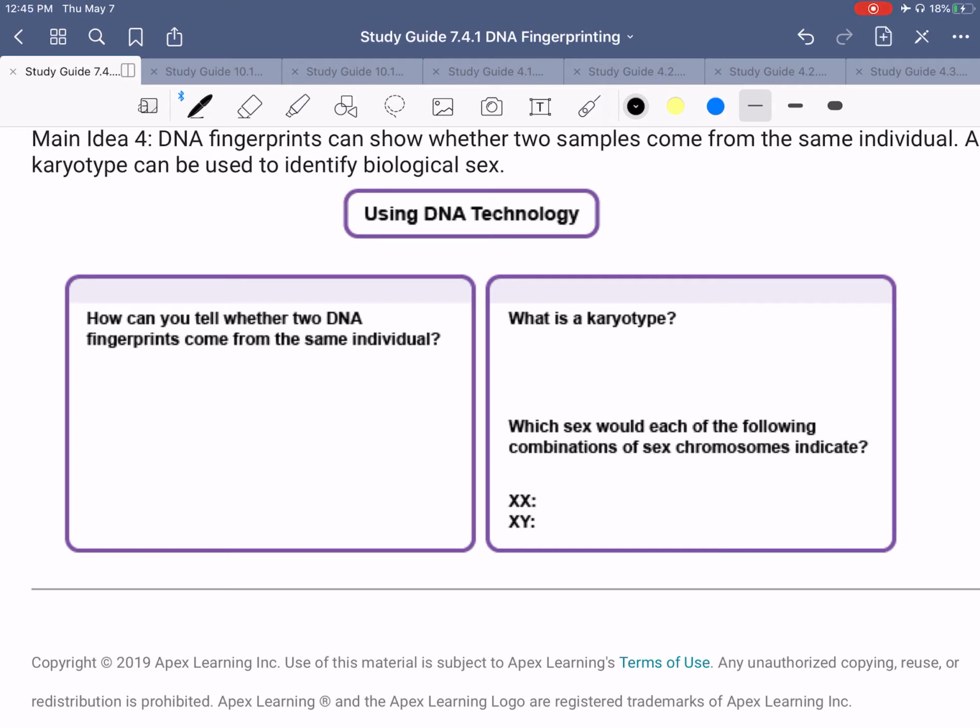All right, so our next, it says click on the link at the right to see a DNA fingerprint. Each small line represents a fragment of DNA, and each set of lines is called a lane. All right, so we'll click on that. See the DNA fingerprint.